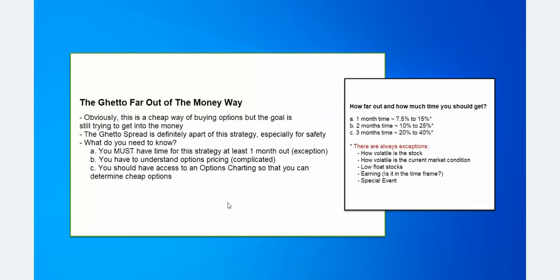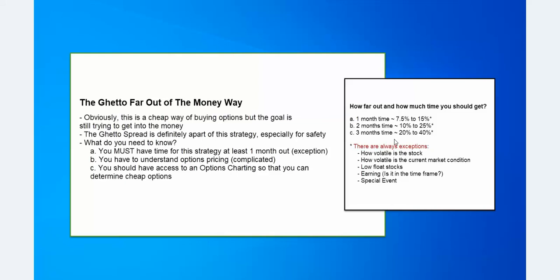Okay. And then second, you have to understand option pricing. Option pricing is very complicated. It has like 5-6 different variables that come into play. But the volatility is one of the most important things. I couldn't really show it to you, but when we take a look into the option pricing, I'll let you know. You should have access to option charting. Option charting is very important to see how cheap the option is in some way.